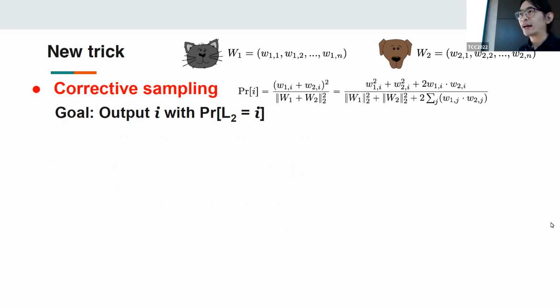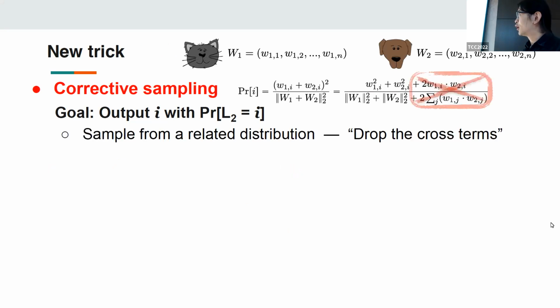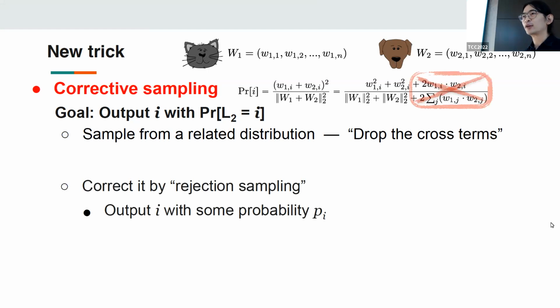The whole idea is that instead of directly sampling from this L2 distribution, we pick a related distribution, which should be easy to sample from. We get the index from that distribution, and then we correct it back to our desired distribution by a step called rejection sampling. If this distribution is correlated with the desired distribution, then we should be able to get the correct output.